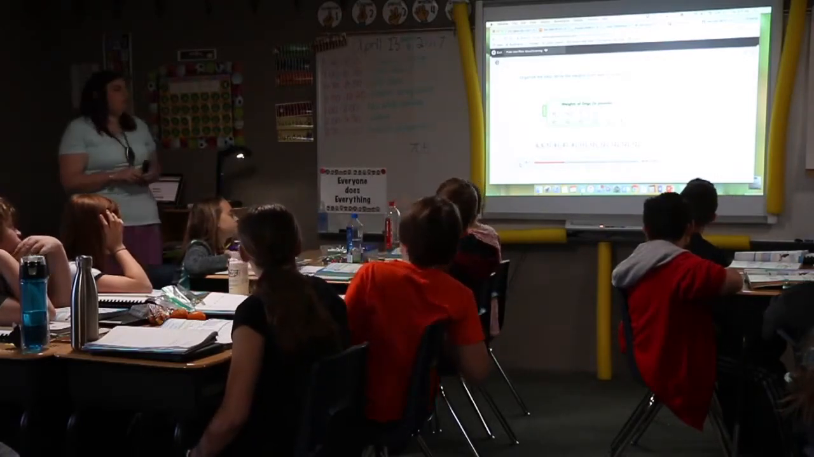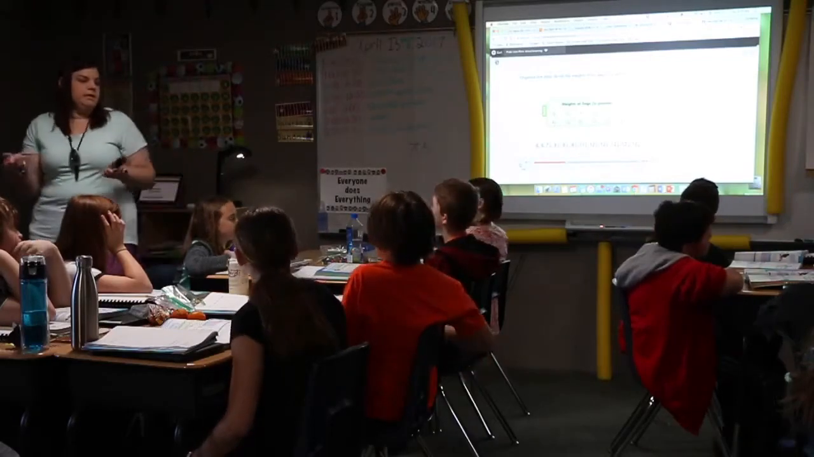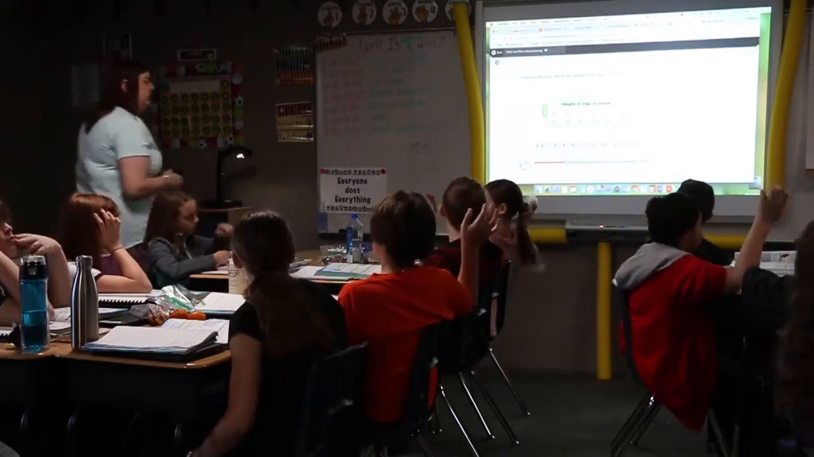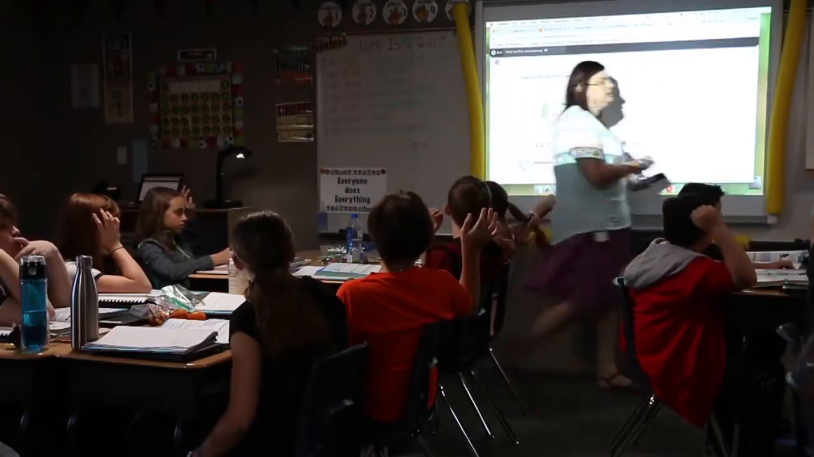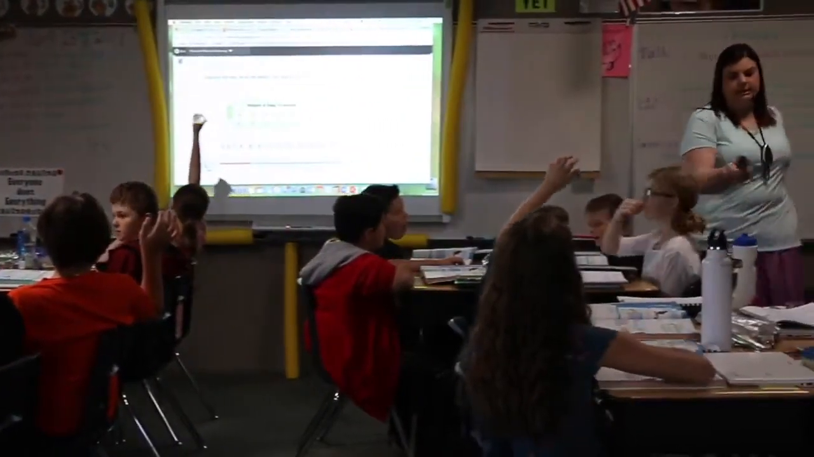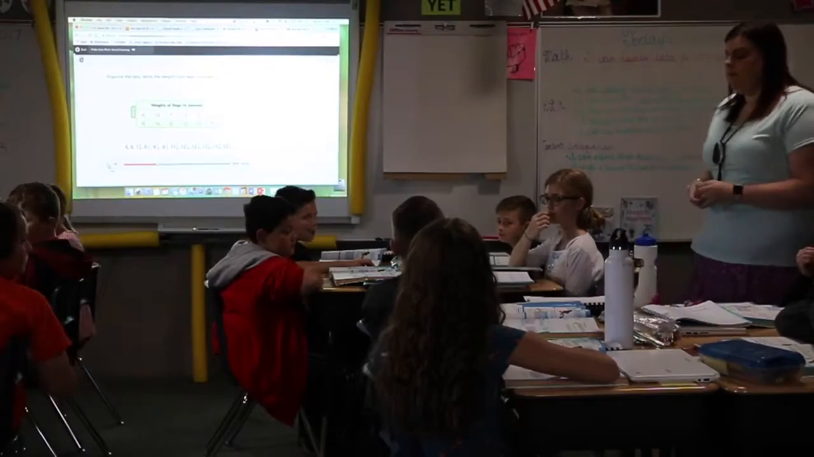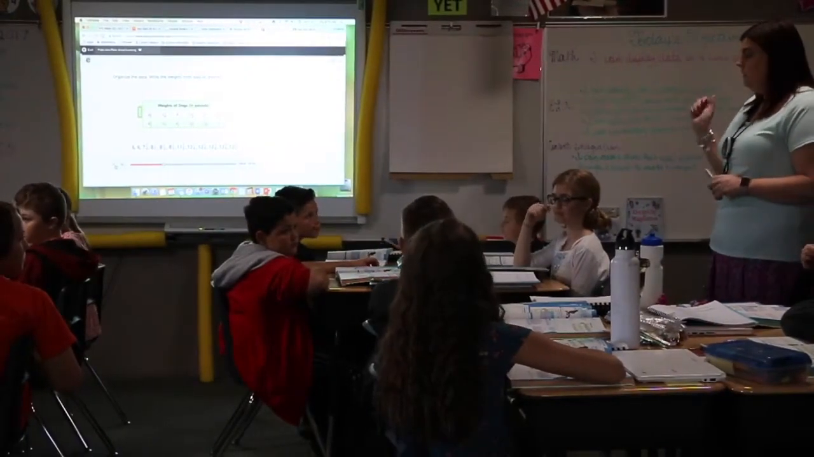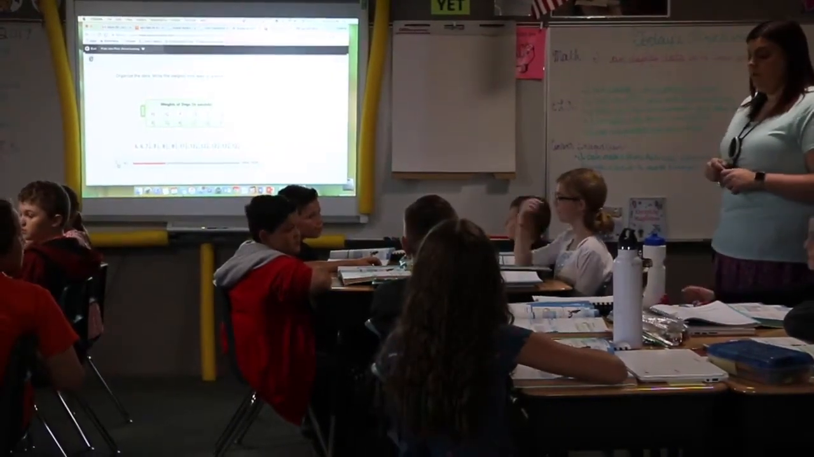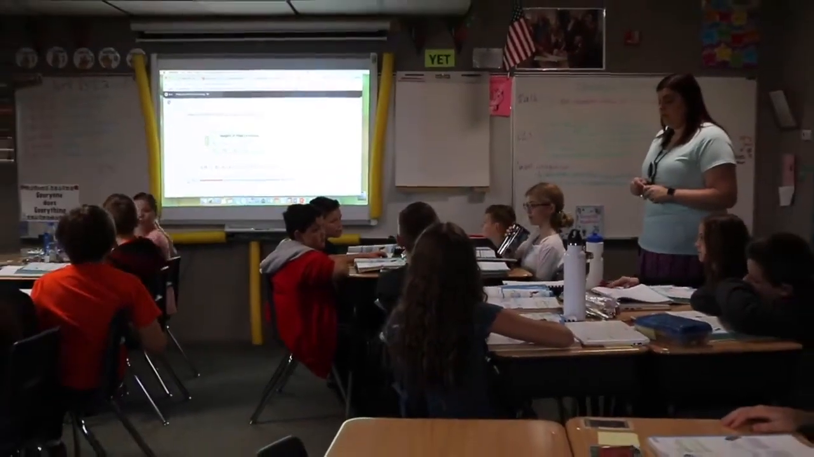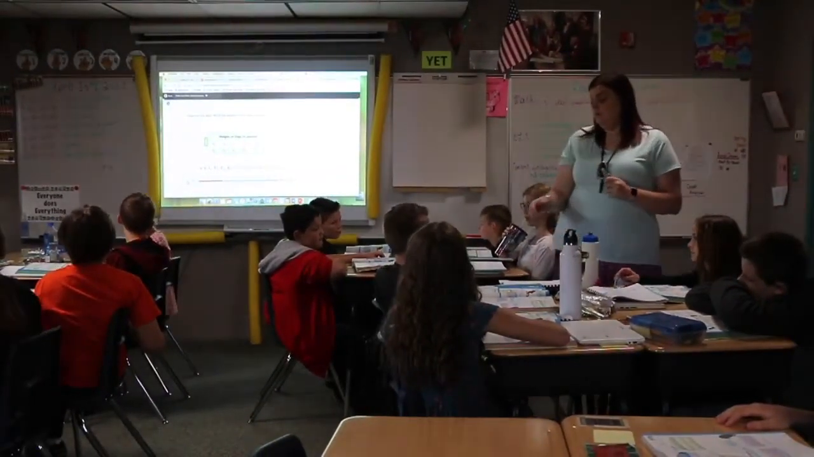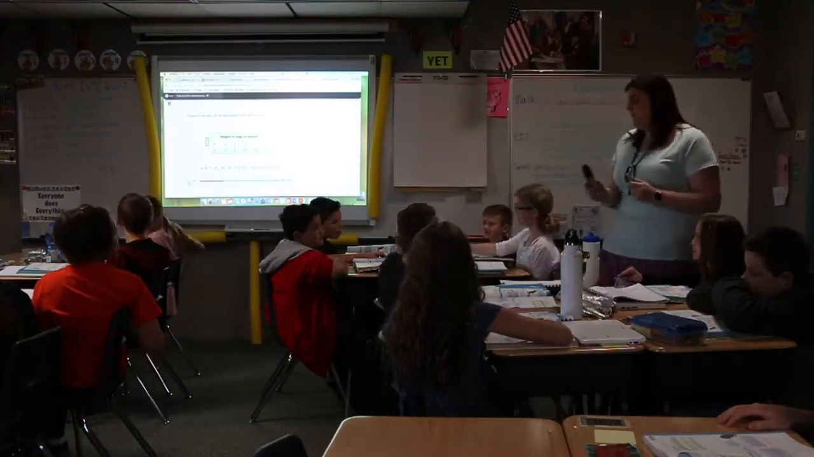Why do we want to write the weights in order from least to greatest? Why do we want to do that? I'm going to bring the microphone so we can hear you. Why does it matter that we write it from least to greatest, Aiden? So then you can organize them faster, because you can organize the six to six, so then you can count them all out, and then you can put them in the plot as fast as you can. Awesome. Who has another idea?